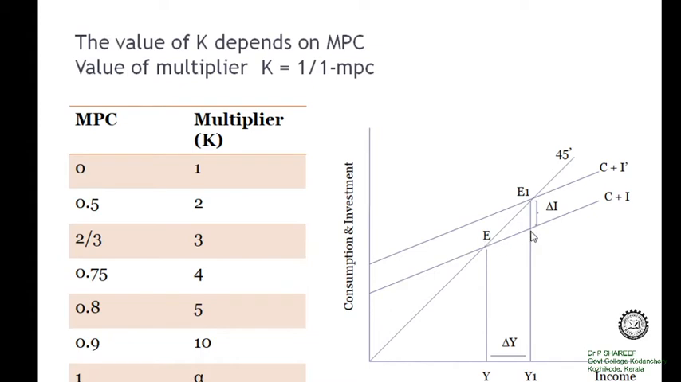Now when investment increases by an amount of ΔI, the aggregate demand curve will shift upward to C plus I dash. Now the new equilibrium position is E1 and the equilibrium level of income is Y1. Thus the diagram shows that when investment changes by ΔI, income increased from Y to Y1. The increase in income is higher than the increase in investment.